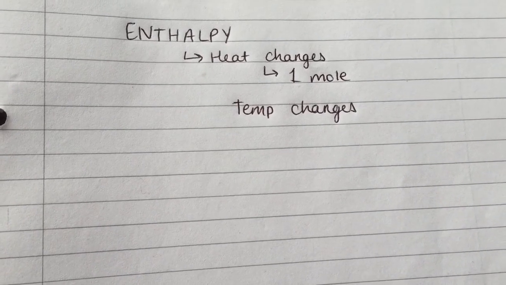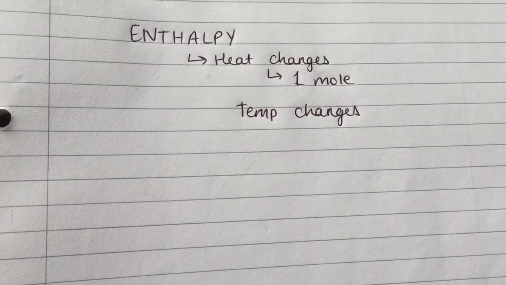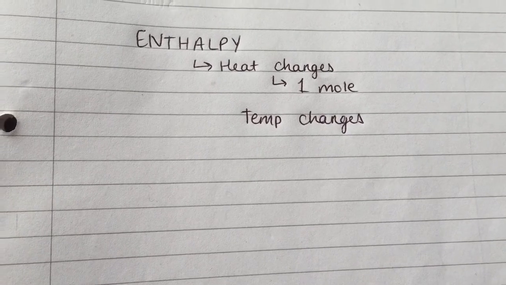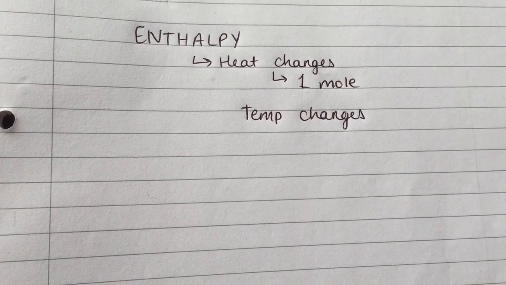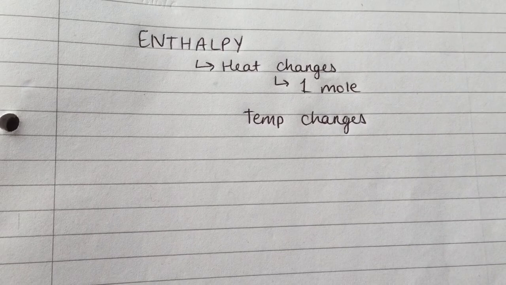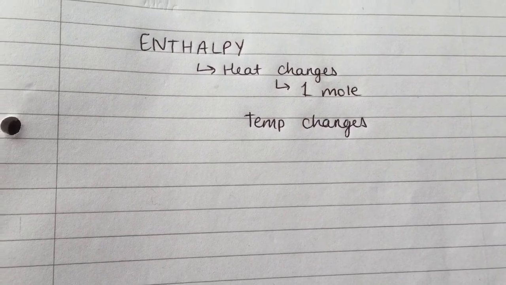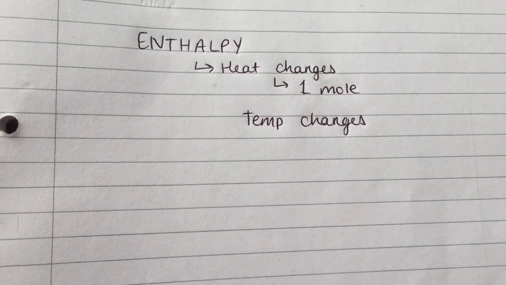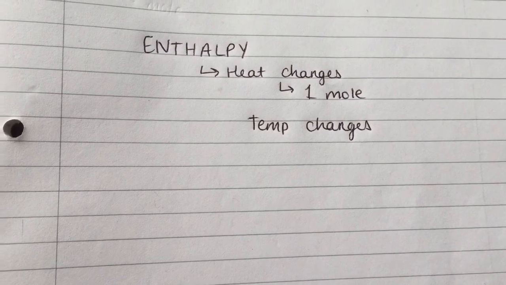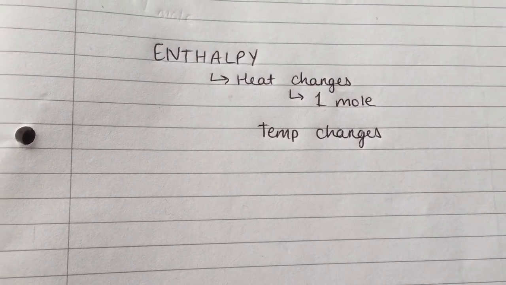Now, to make it a little bit easier for you in terms of the value of enthalpy, we're going to use 2 terms, and this is the system and the surroundings. If you understand the system and surroundings, you'll be able to understand what that value means. So we'll go through a couple of examples just to show you.